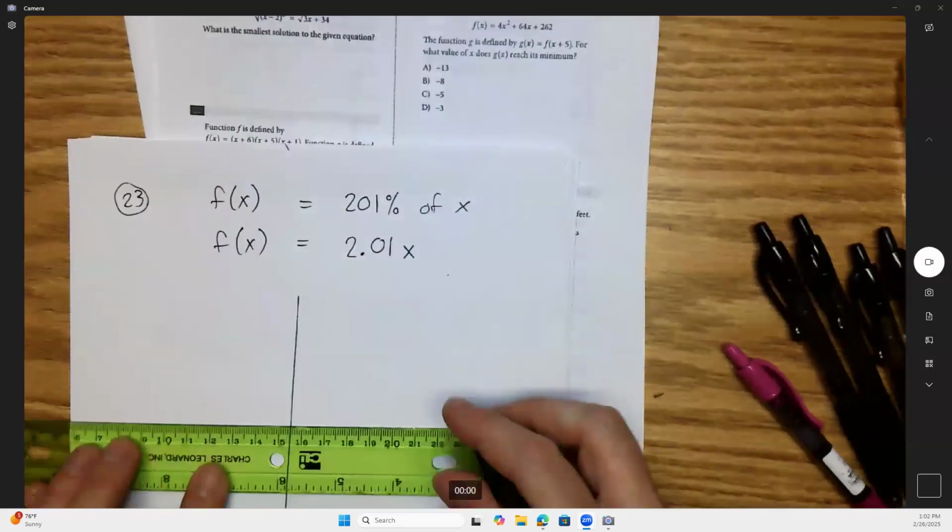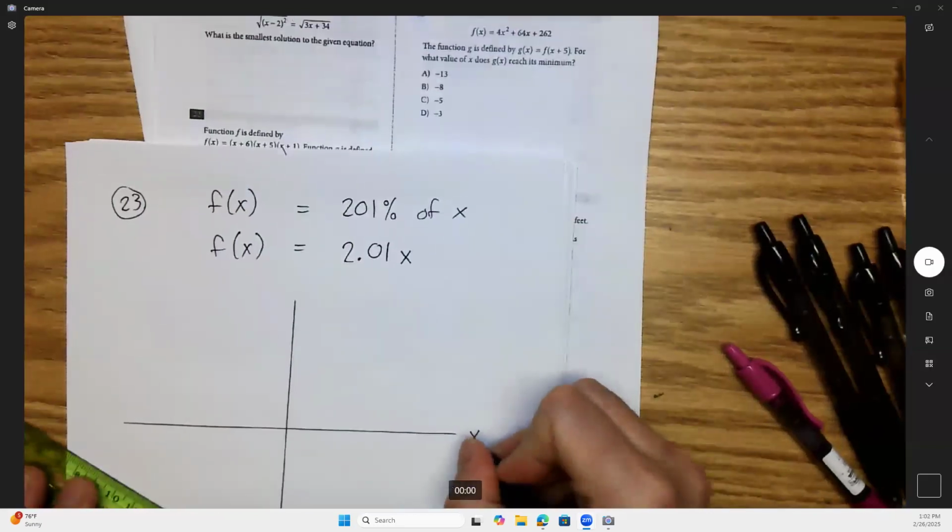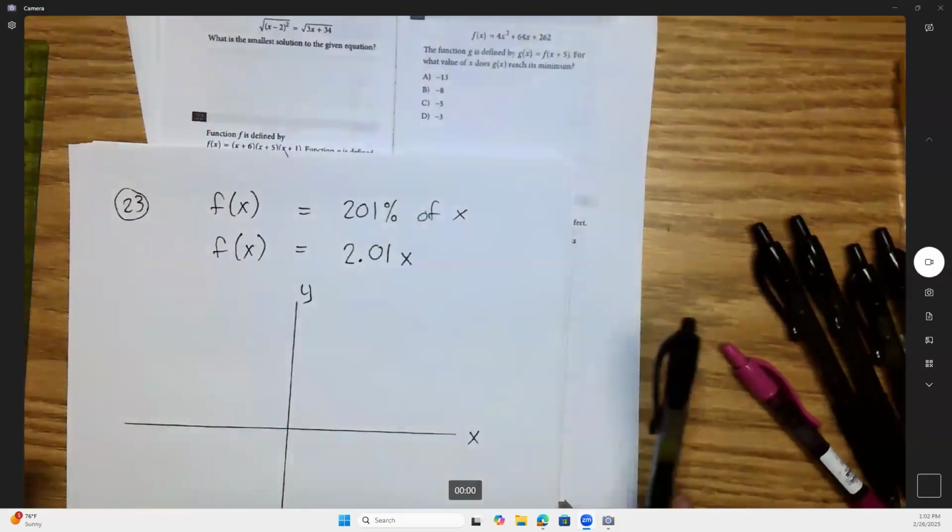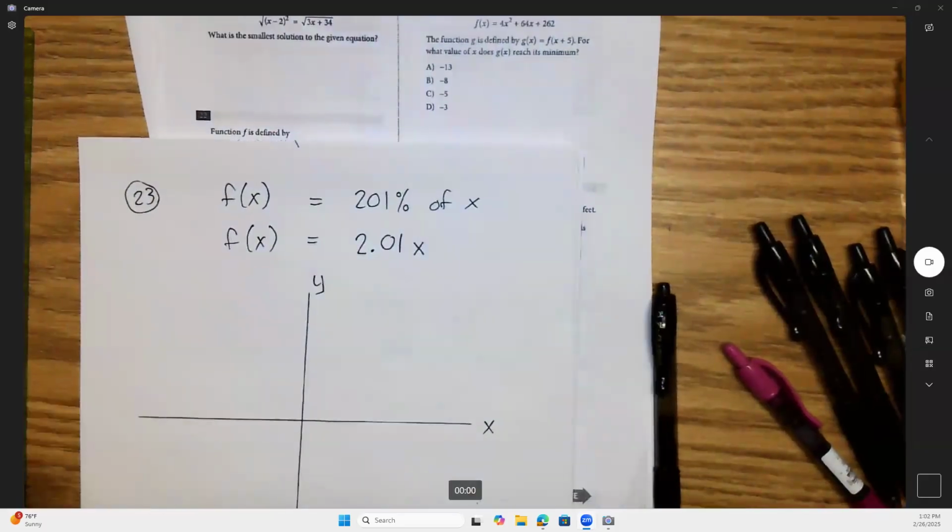Hey, could you graph that? Let's all graph that. X-axis, y-axis. Make sure you guys know how to read that. We'll walk around, see who knows how to graph that. Who knows how to make that graph?